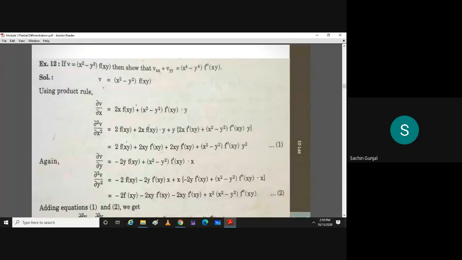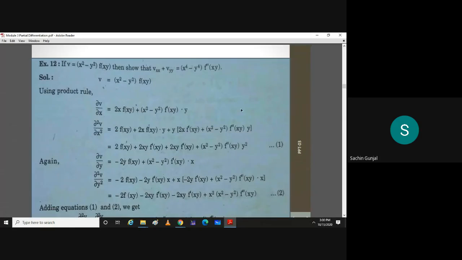So V_xx means the derivative of V with respect to x twice. Okay, and similarly V_yy means the derivative of V with respect to y twice. So let us first find the first derivative ∂V/∂x. So you can see that this x² minus y² contains x, f of xy also contains x. So you need to apply the product rule.